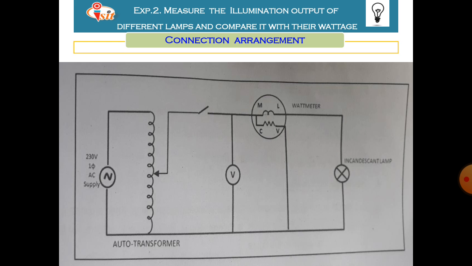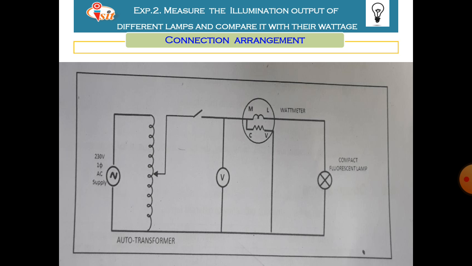It shows the connection arrangement for the incandescent lamp. It is connected across the auto transformer as well as a voltmeter. A wattmeter is also used to measure the energy consumed by the incandescent lamp. All these connections are made for the 230 volt single phase AC supply. So you have to draw this diagram on that page as the connection arrangement.